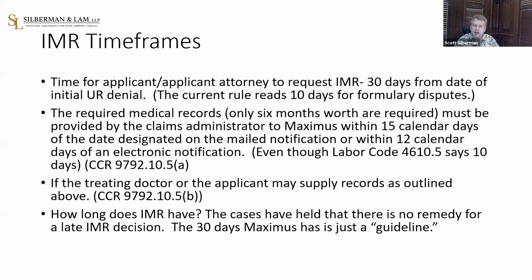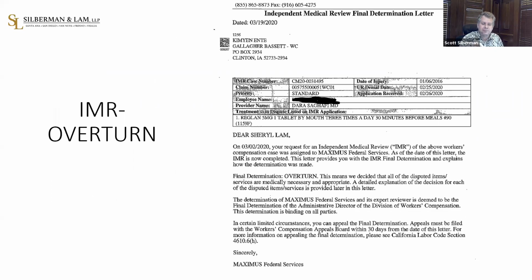Now, how long does IMR have? This is a question we get all the time. We got a lot of it at the beginning when IMR first came out, because it was 6 months, 8 months, 9 months before we even started getting these back. And the code says they've got 30 days. Well, those cases went to trial, and they've come back saying the 30 days from Maximus is just a guideline. If Maximus does not follow the guideline, there's no repercussion. So there's nothing that we can get, as an applicant attorney or as an injured worker, as a remedy for the IMRs coming out late.